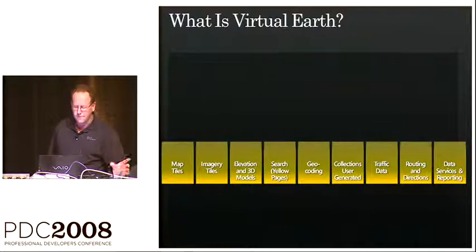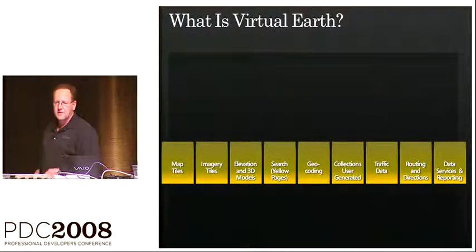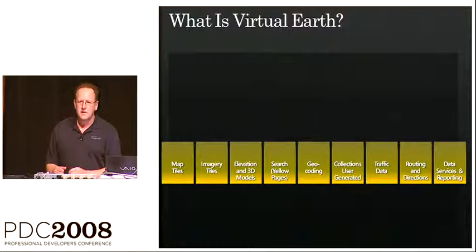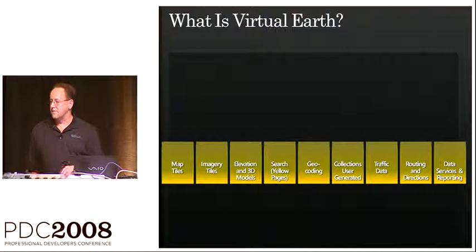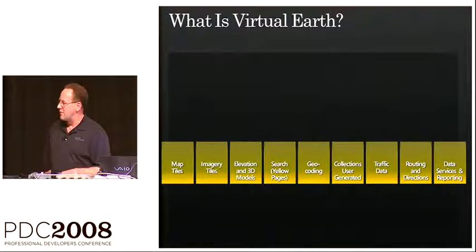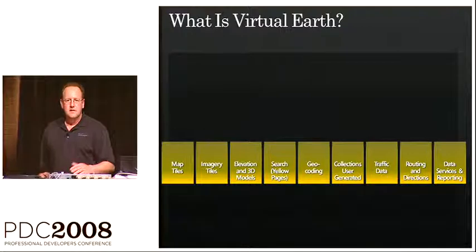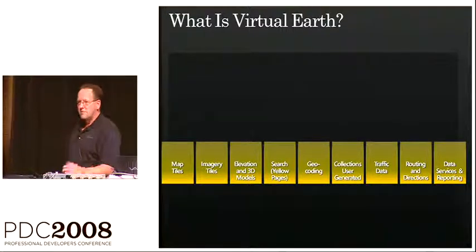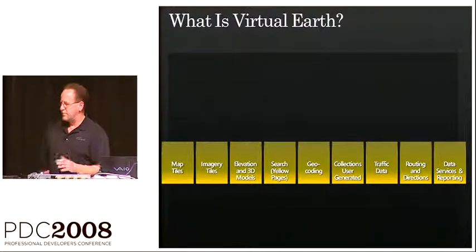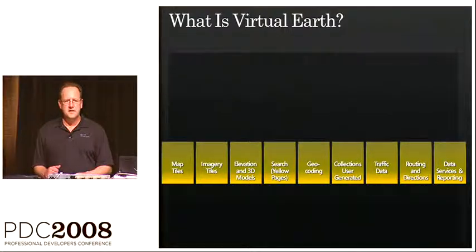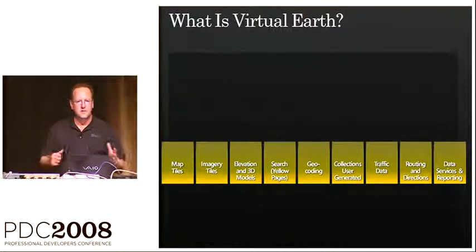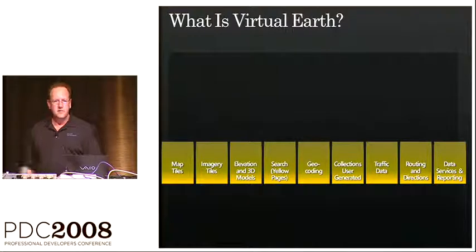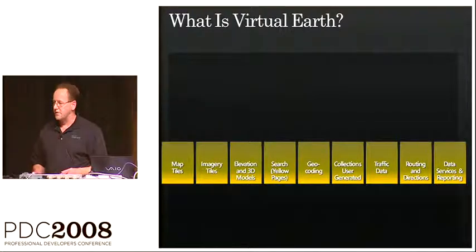So let's talk a little bit. What is Virtual Earth? I think most of us recognize it's obviously our online mapping platform. But more than just the map and the image tiles, there are a lot of other services surfaced within the Virtual Earth platform, including elevation and 3D models, search capabilities against our points of interest database with white pages and yellow pages listings, a geocoding engine, and the ability to get at user-generated content such as our Live Maps collections. There's also other really interesting data you can leverage in your Virtual Earth application, such as traffic data, and then, of course, routing and directions, where you can integrate the two together.